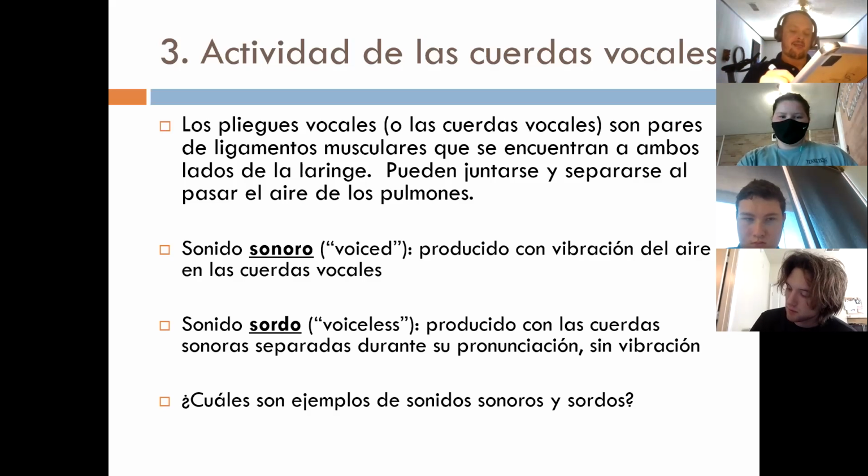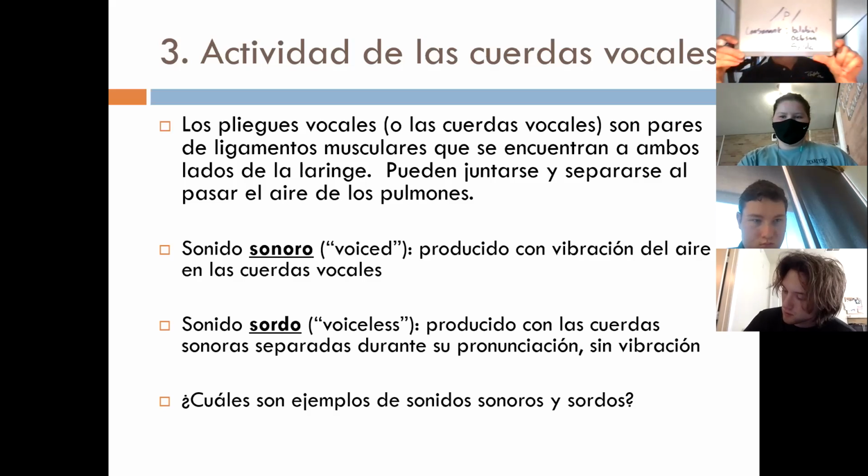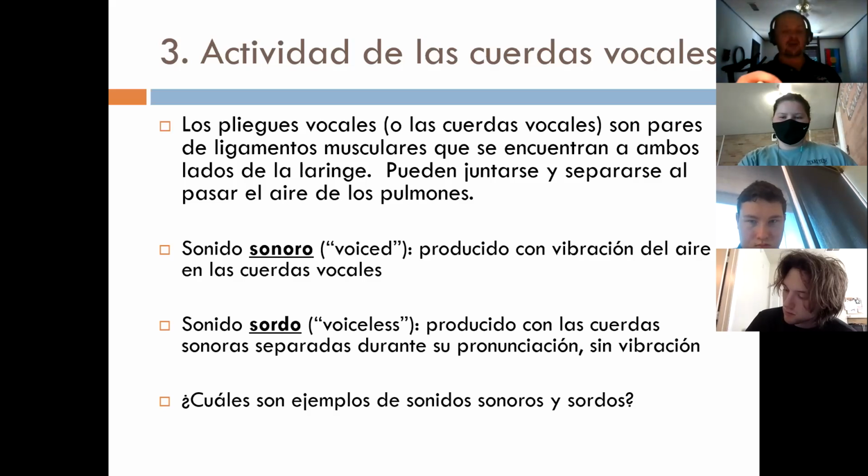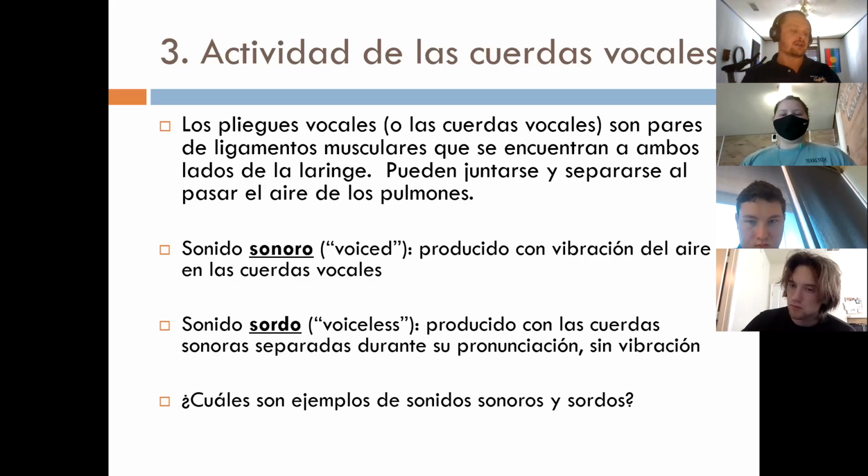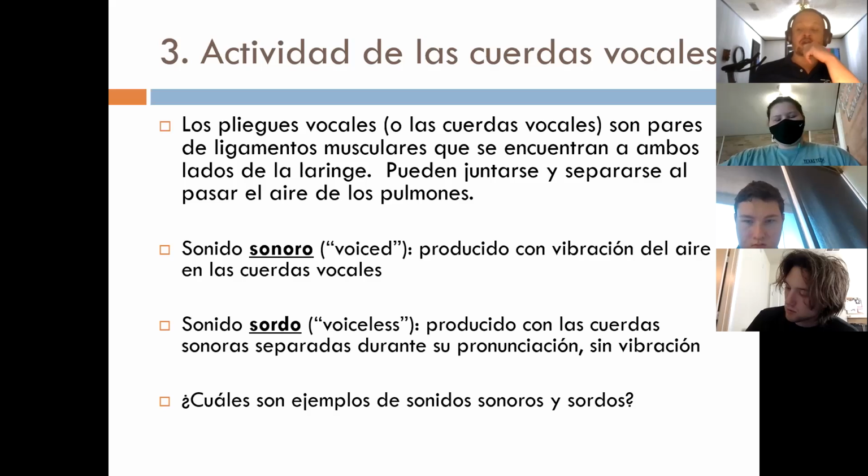Consonante bilabial sorda. Entonces, porque la única diferencia entre P y B para los efectos de esta clase es la actividad de las cuerdas vocales. B sonoro es un fonema sonoro y P un fonema sordo. Entonces, ¿pregunta hasta ahí?